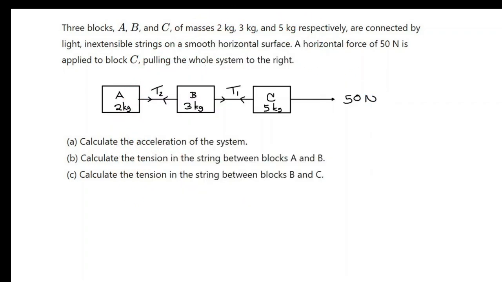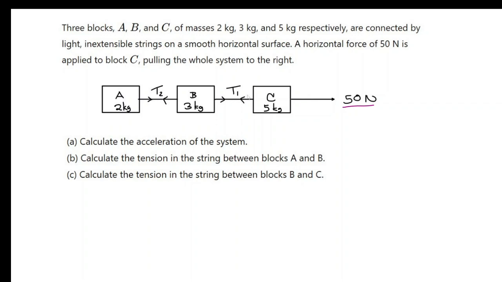Three blocks A, B and C of masses 2, 3 and 5 kilograms respectively are connected by light inextensible strings on a smooth horizontal surface. The horizontal force of 50 newtons here is applied to block C, pulling the whole system to the right. Part A, calculate the acceleration of the system.